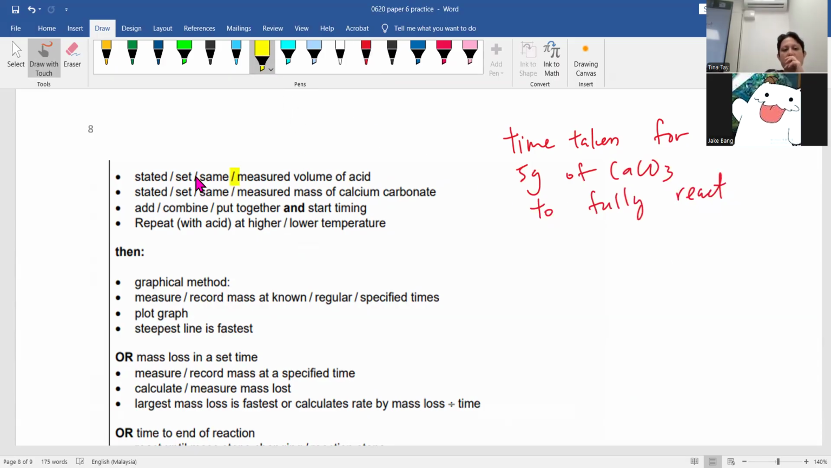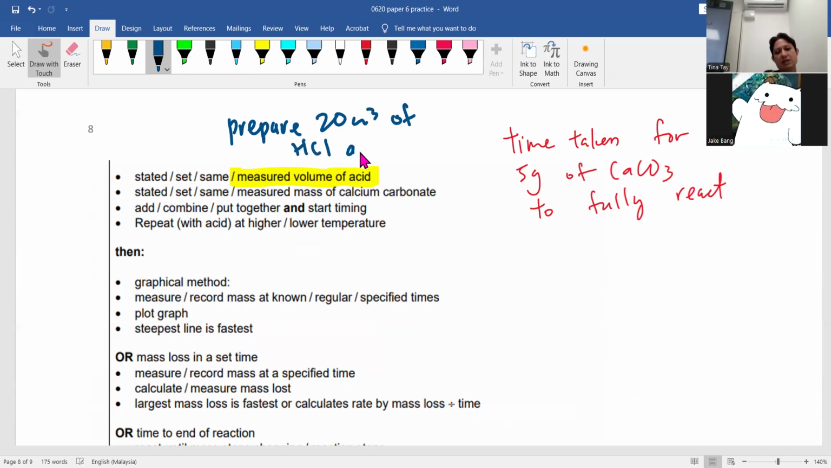So what you do is measure the volume of acid. Don't just write measure the volume of acid. So you need to say you prepare 20 centimeter cube of hydrochloric acid, and 5 grams of calcium carbonate.